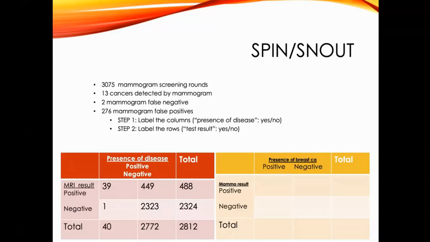And now we're going to fill in the boxes. So we're going to start with the 30-75 mammogram screening rounds and put that in the total box. Then we're going to look at the 13 cancers detected by mammogram. Those are the true positives, so they go in box A. Then we're going to look at the 2 mammogram false negatives. Those go in the false negative box, box C. Then we're going to look at 276 mammogram false positives. Those go in the false positive box, box B. And again, we're going to use math to fill in the remainder of the boxes. I'll give you a few moments to do the calculations.